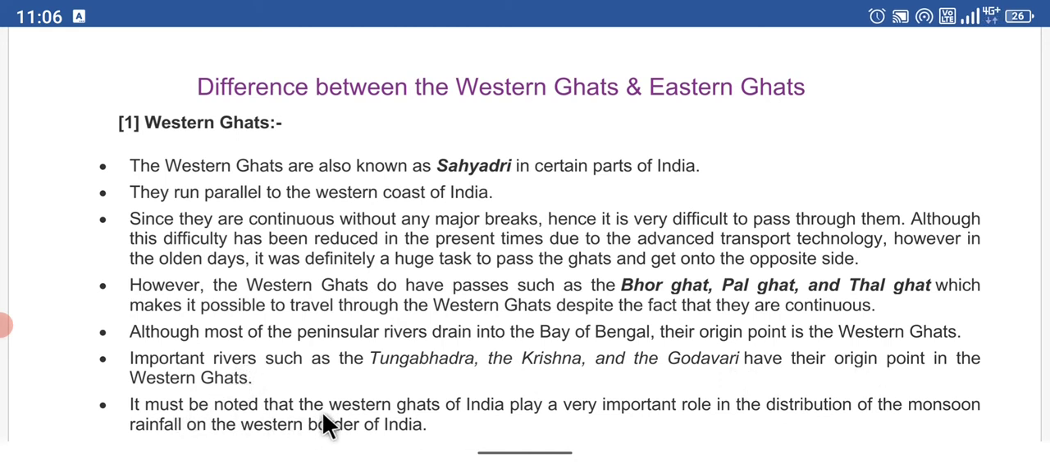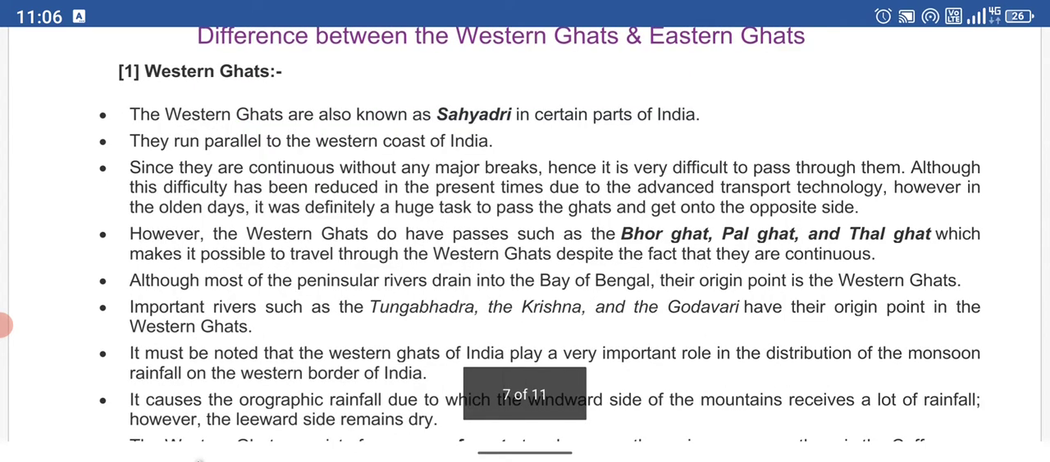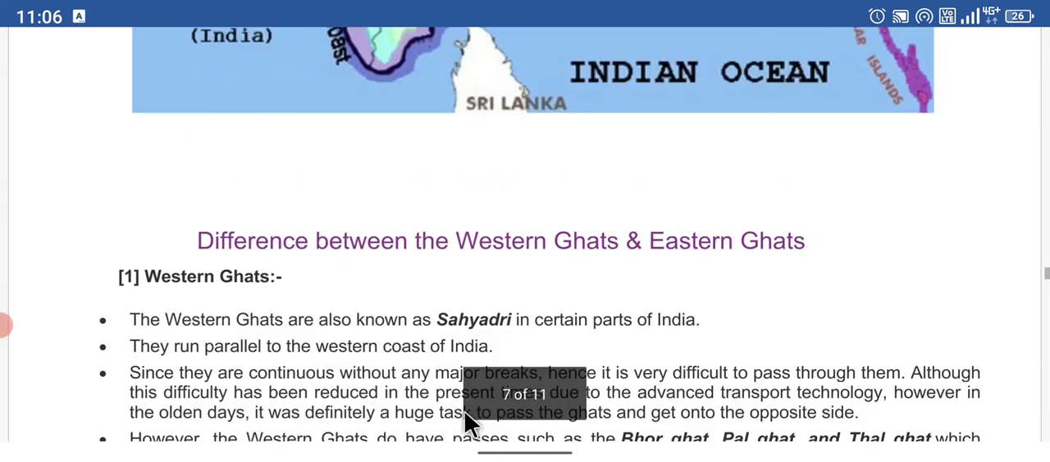It must be noted that the Western Ghats of India play a very important role in the distribution of monsoon rainfall on the western border of India. About monsoon and rain we will discuss in chapter 4, climate. It causes the orographic rainfall due to which the windward side of the monsoon receives a lot of rainfall. However, the leeward side remains dry.